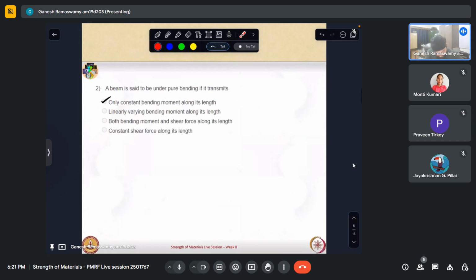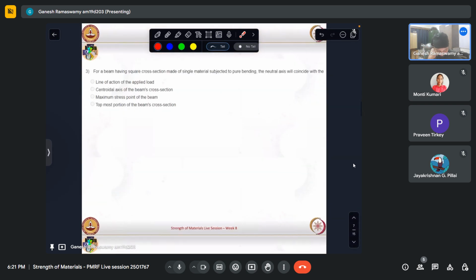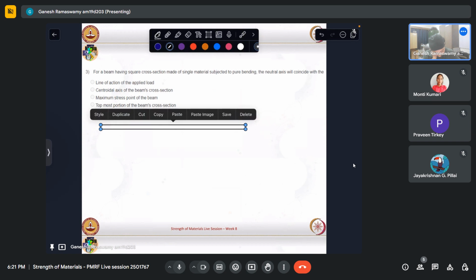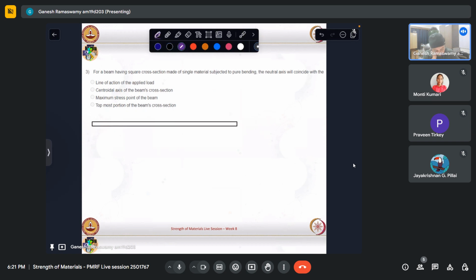Okay, so we saw why we need to study if a beam is under pure bending or not, and what essentially pure bending means. So let us look at this question. For a beam having a square cross section, so what we are saying, we have a beam. So let me draw the beam. This is a slender beam, and in this course we are looking only at slender beams, not at deep beams.